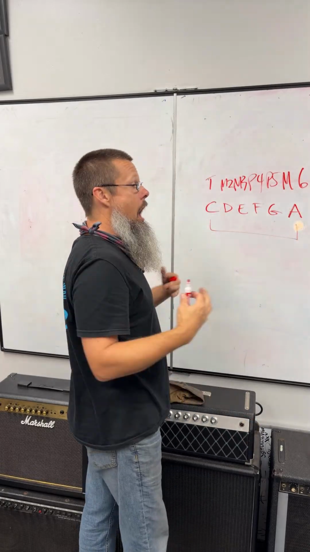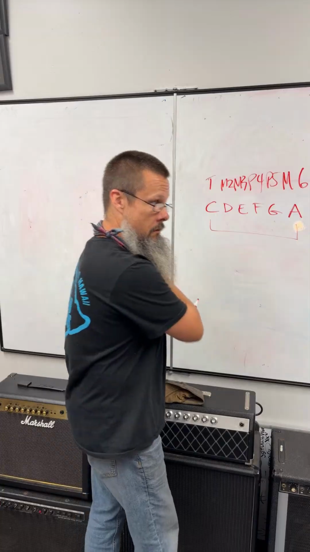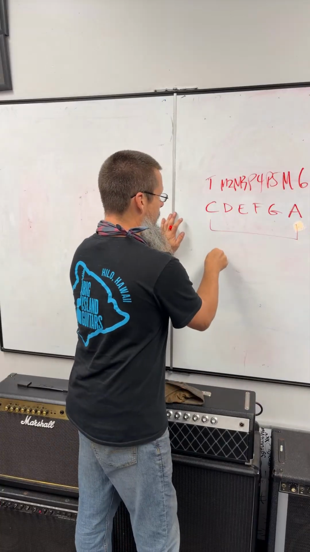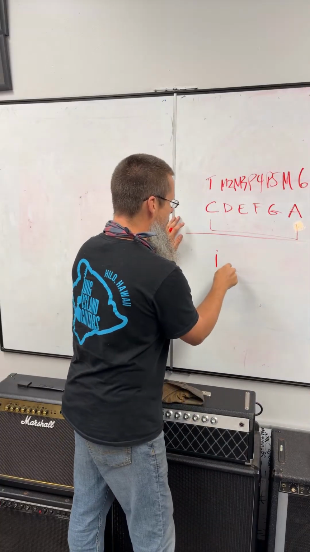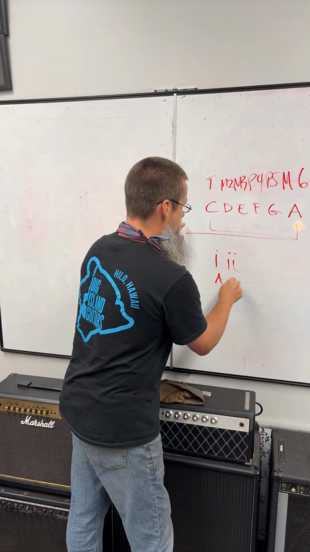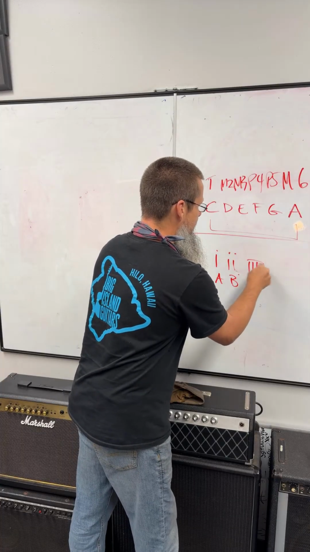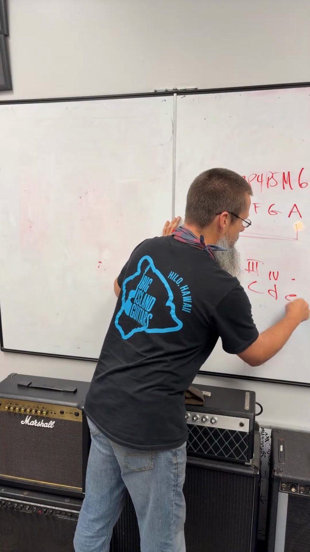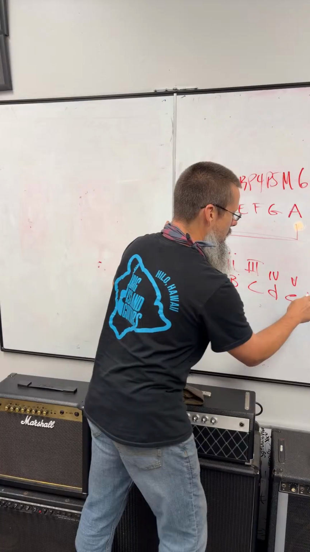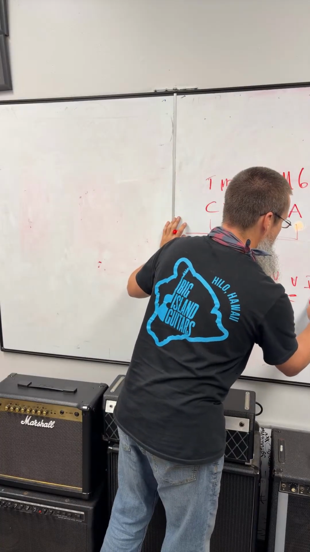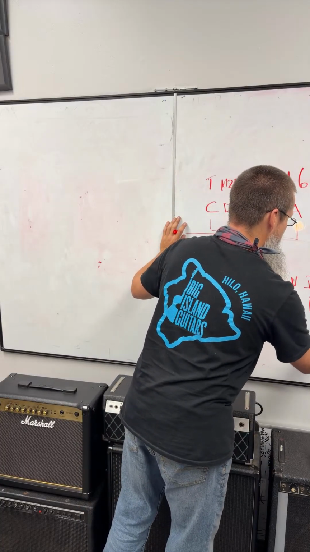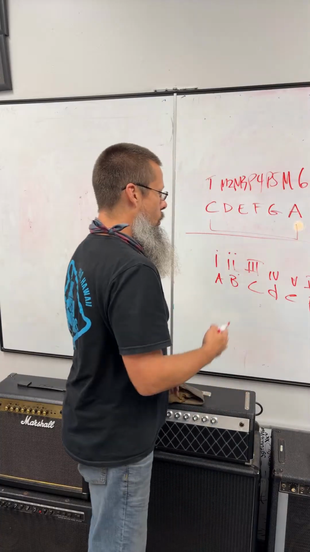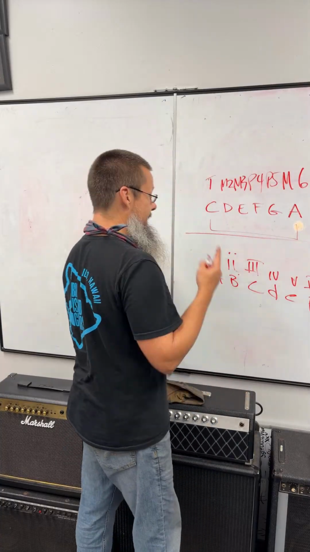A minor has how many sharps and flats? None. Ready? Let's write this through the eyes of A minor. A, B, C, D, E, F, and then G. You ready? What is the sixth scale degree in the key of A minor?